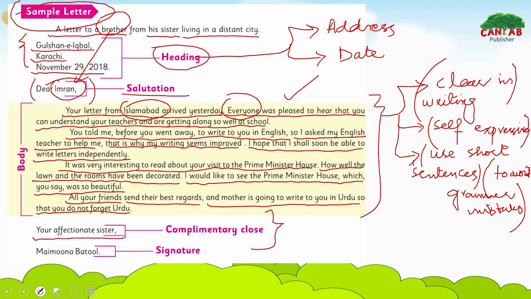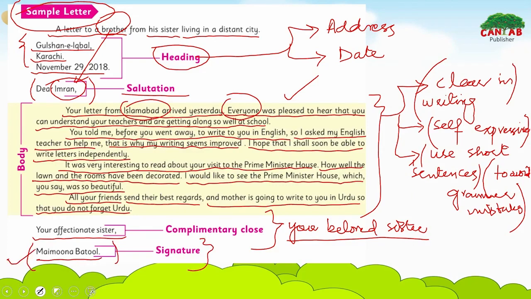Your affectionate sister. Here it could be your beloved sister or etc. And in the signature her name is present, that is Maimuna Batul.